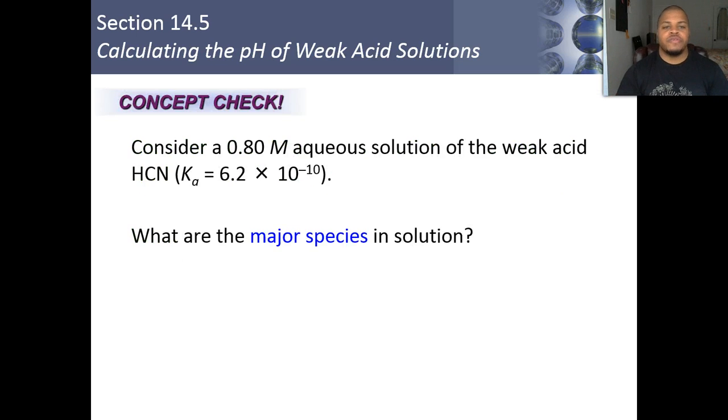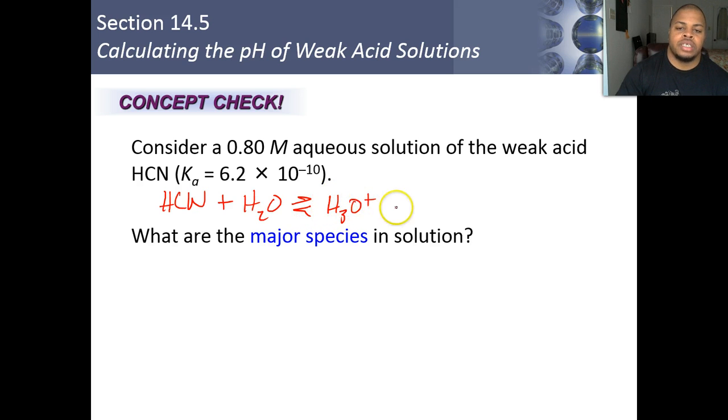Now, this is what that part is actually talking about. So let's move on. It says consider the following. Consider a 0.80 molar aqueous solution of weak acid HCN. What's the major species in solution? Well, let's look at the reaction. If I have HCN plus H2O, I'm going to end up with H3O+ and CN−.